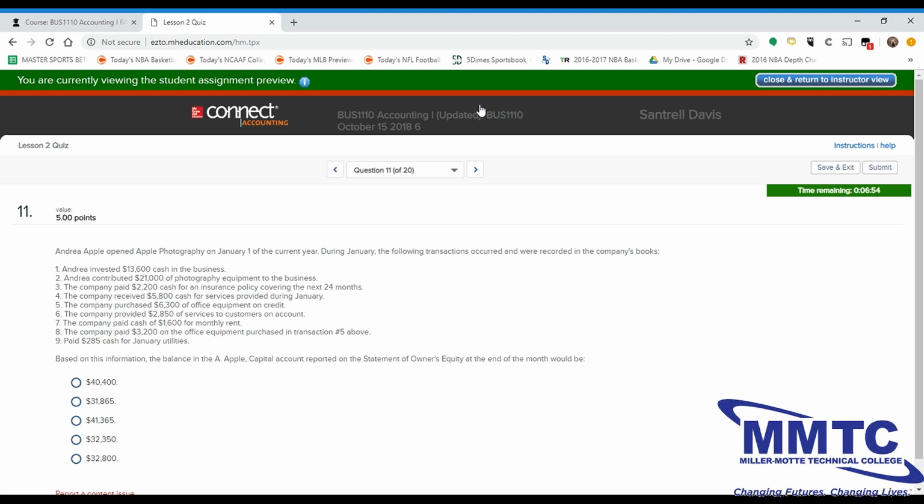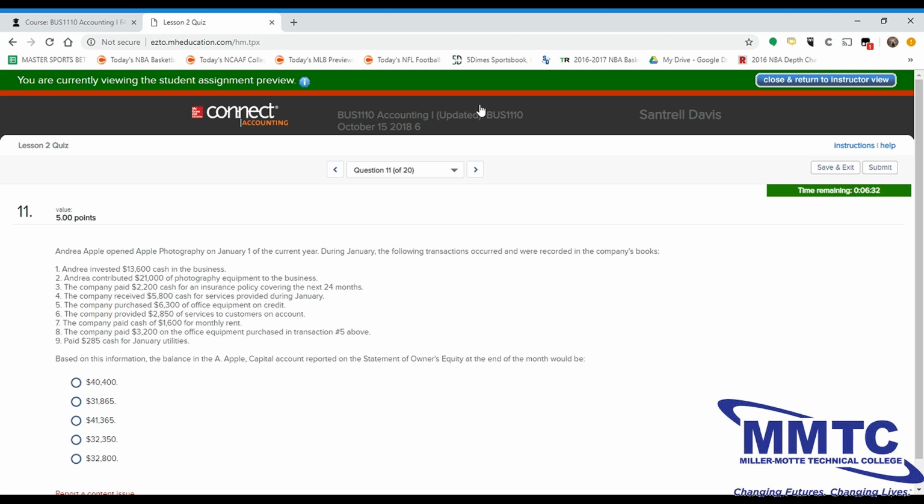What else you got? Right. Based on the information, the balance in Apple Capital account reported on the statement of owner's equity at the end of the month would be. Okay, we're looking for the balance of owner's equity at the end of the month. So we have to go back through this.